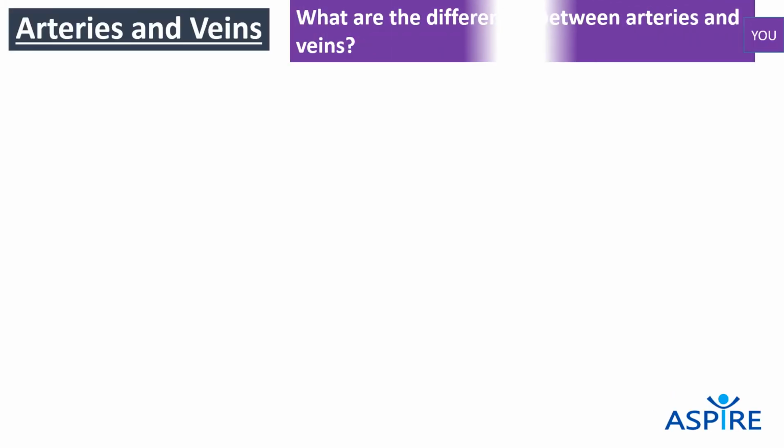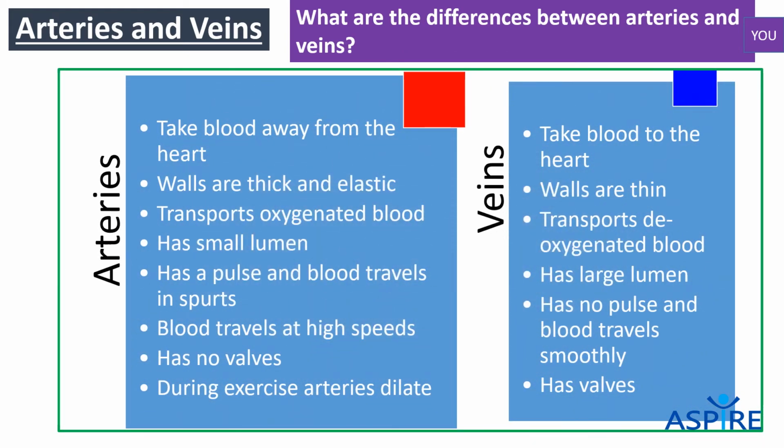So let's just recap for a second on the difference between arteries and veins. Now for arteries I've put a symbol in here of red because that's how it will show up in most of the images and the diagrams that you might be given in a GCSE type question. So what do we know about arteries? They take blood away from the heart. How do we remember that? Arteries begins with A, the word away begins with A, and that's the connection that we need to make.